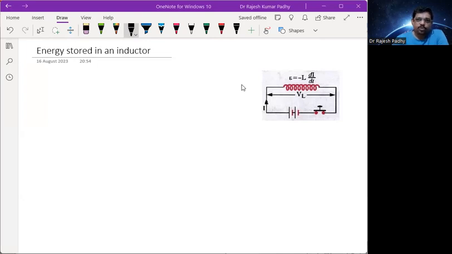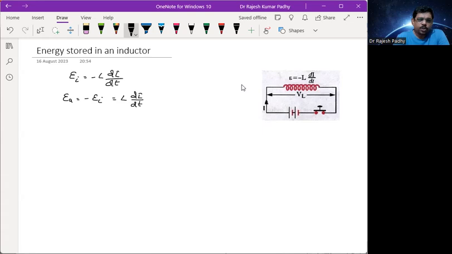Now, when current is flowing through the inductor, the induced EMF produced, E_I, is equal to minus L di by dt. This one we know. Now, when we want to send charge or current through it, obviously our potential difference must be equal and opposite to this induced EMF. Hence, the applied EMF, E applied, is equal to minus E induced, or L di by dt. This is the applied potential difference at any instant, because current will gradually increase.